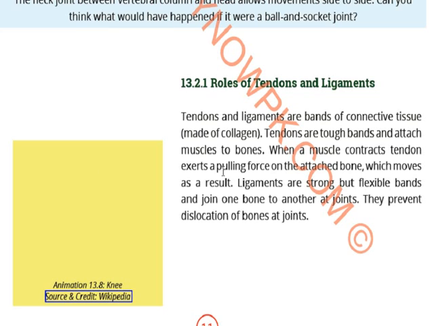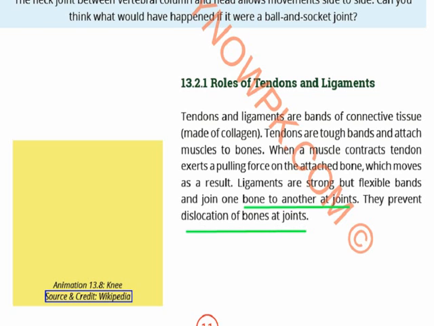When you study them in detail, you'll know that ligaments are strong, but they are also flexible. They are joining one bone to joints. So what is the function of the ligaments? They are joining bones to joints. And what is the use? They prevent the dislocation of bones and the joints.